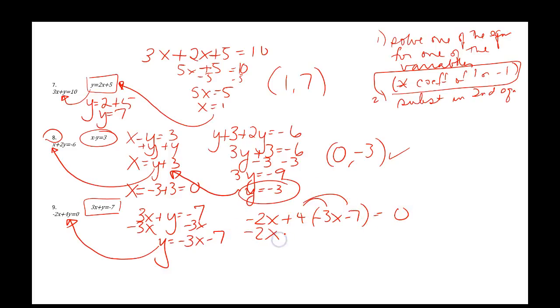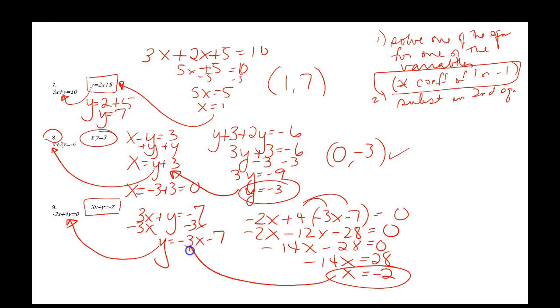Negative 2x minus 12x minus 28 equals 0. Negative 14x minus 28 equals 0. Add the 28 to both sides. X equals negative 2. Take that right back to this original equation. Negative 3 times negative 2 minus 7. 6 minus 7 is negative 1. Y will be negative 1. My answer should be negative 2, negative 1.